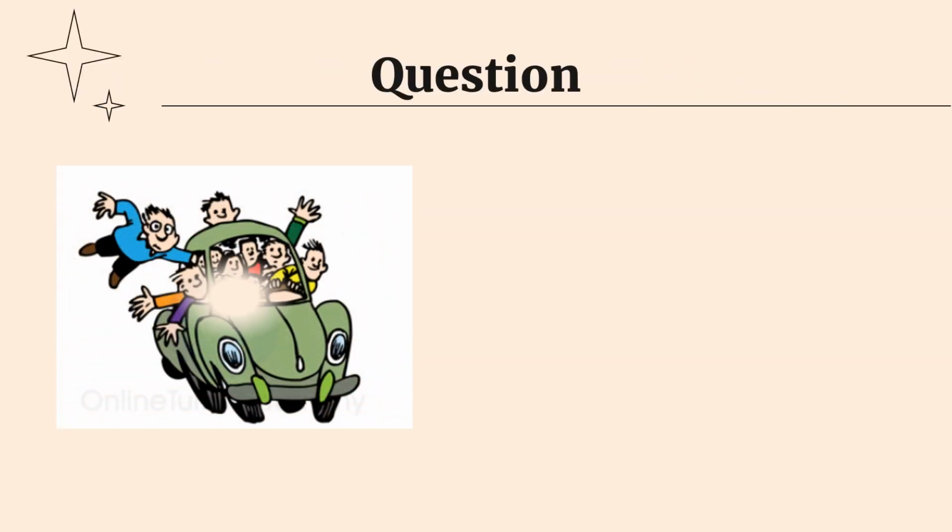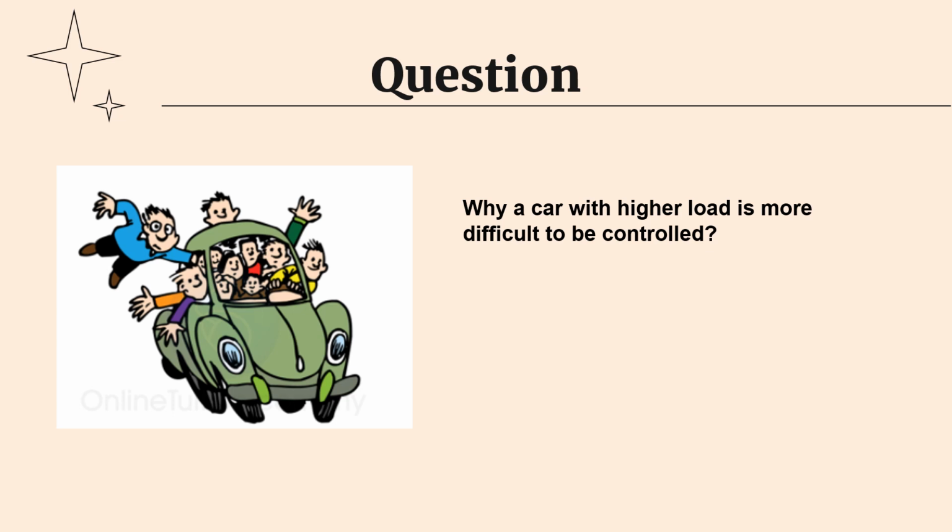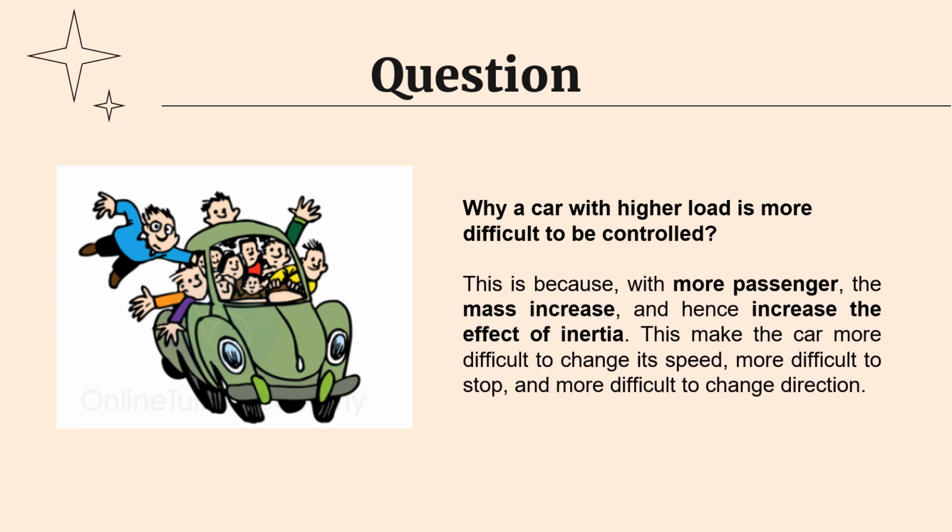This is a question related to inertia. Look at the picture. Why is a car with higher load more difficult to be controlled? This is because with more passengers, the mass increases and hence increases the effect of inertia. This makes the car more difficult to change its speed, more difficult to stop, and more difficult to change in direction.